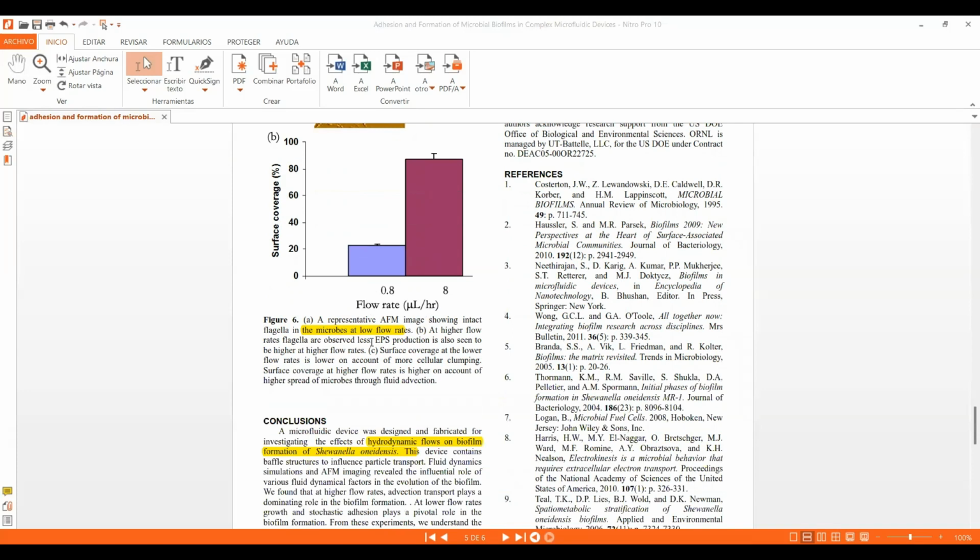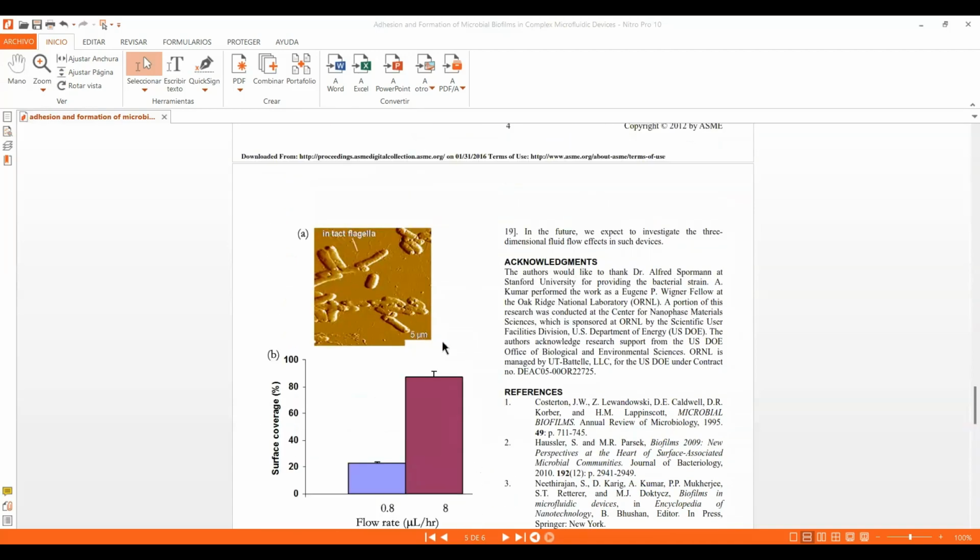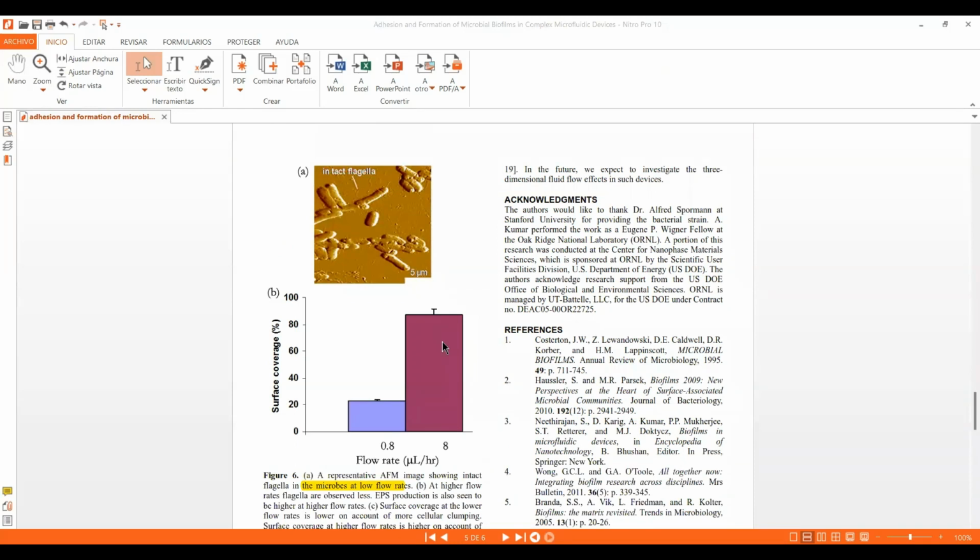In conclusion, the effect of hydrodynamic flows on biofilm formation is so important because here we can observe the behavior of the bacterium. In this study, they conclude that a higher flow rate is better for the formation of the biofilm. Thank you.